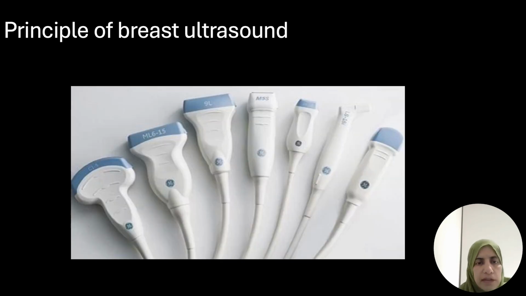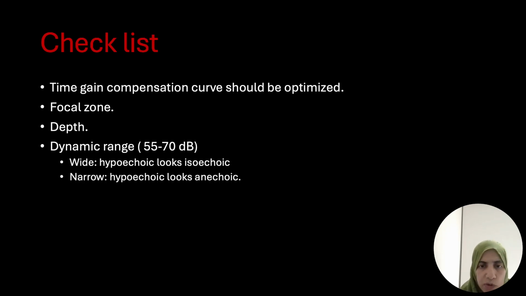We'll move to breast ultrasound and the principles. So you know that there are multiple probes used for ultrasound, and the probe we're using for breast ultrasound is the linear probe with low frequency. And this is just an example, it's from the GE company, but more or less all the same. So this is the probe we're using.